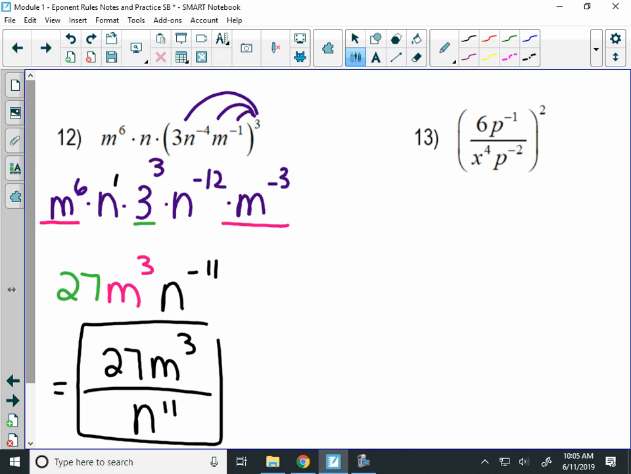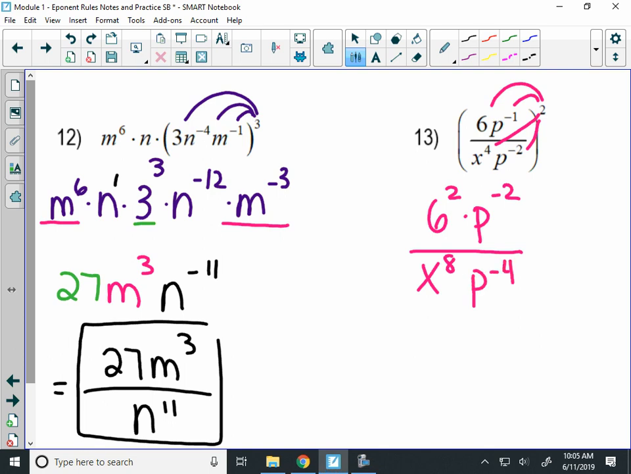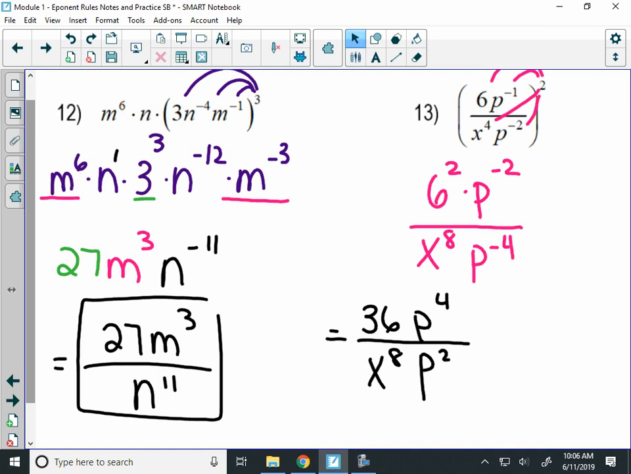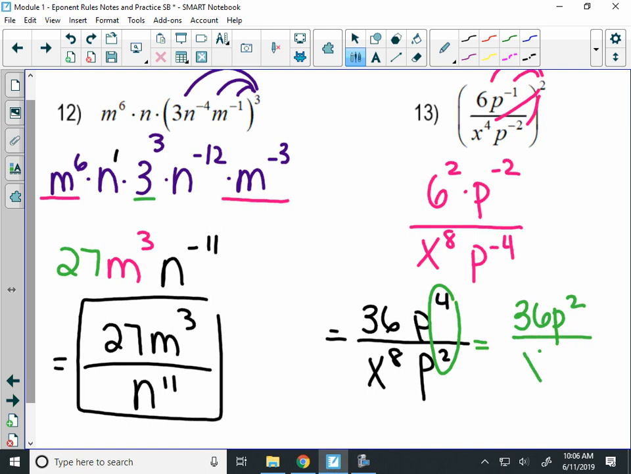Number 13, distribute the 2 as the exponent to everything. So I'll have 6 squared times p to the negative 2, x to the 8th, and p to the negative 4th. Now, the next thing I would do, since we learned the rule with negative exponents now, is to move everything. Move everything, make it positive, and then deal with any fraction that's left. So what I have here is the 6 squared is 36, that stays put. The x to the 8th also stays put. Now the p's are going to flip-flop because they're both negative. So it's going to be p to the 4th over p squared. And now you should be able to see that because they're positive, I can then just subtract the 4 and the 2, which would be positive 2, which would stay in the numerator because the numerator has a bigger exponent. So it's going to be 36p squared over x to the 8th.